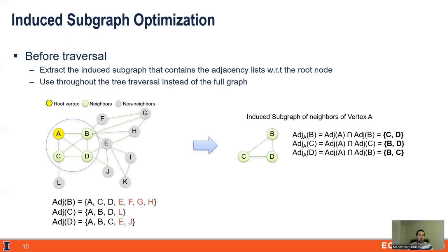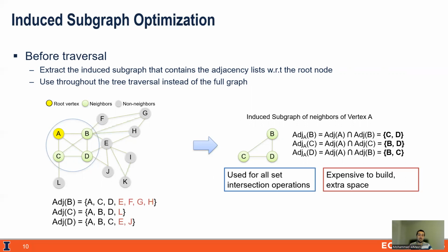So before we start the traversal, we create this local induced subgraph, and we eliminate any neighbor that will not be reached by the root A. As you can see between the left adjacency lists and the right adjacency lists, the right adjacency lists are significantly smaller, and they will make the set intersection operation less expensive and faster. So this is exactly what happens. We use this induced subgraph for all set intersections.